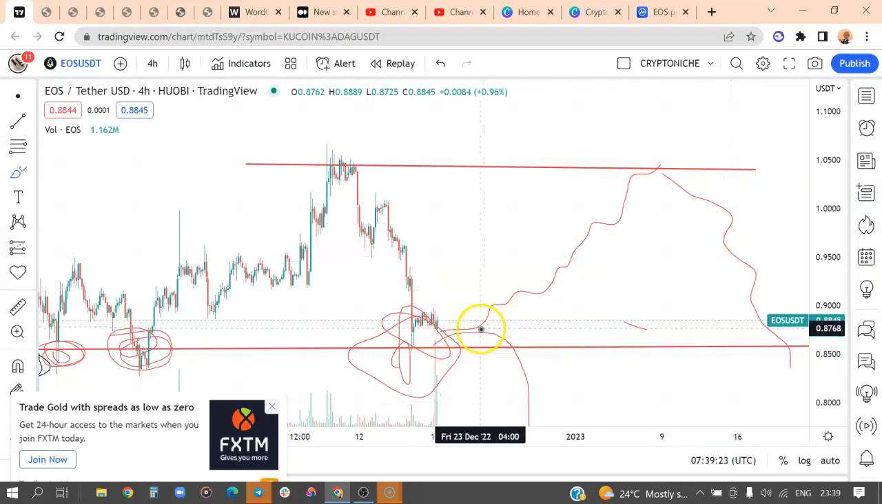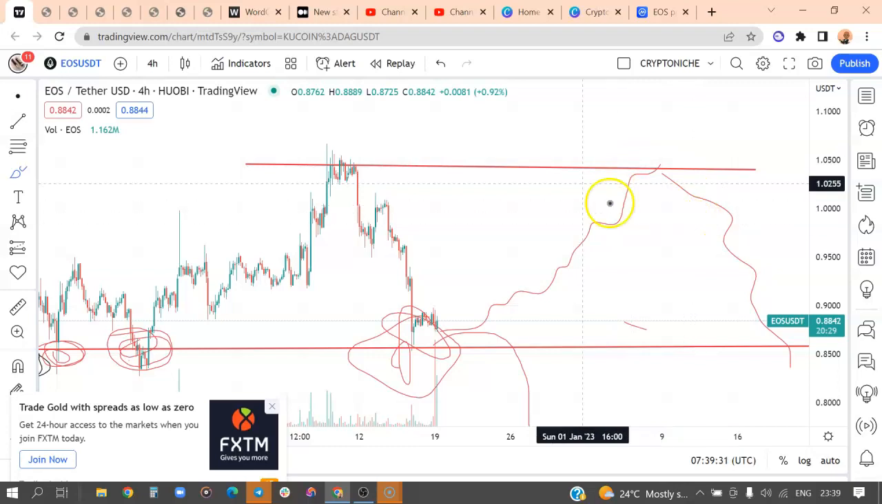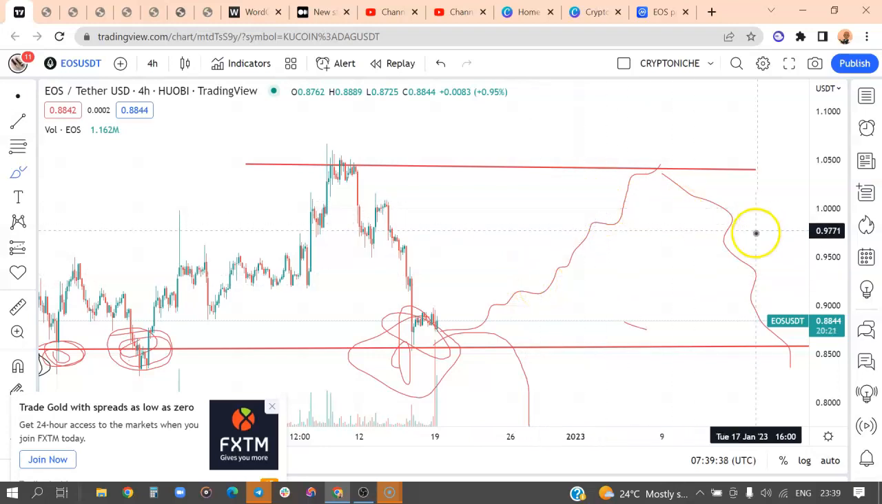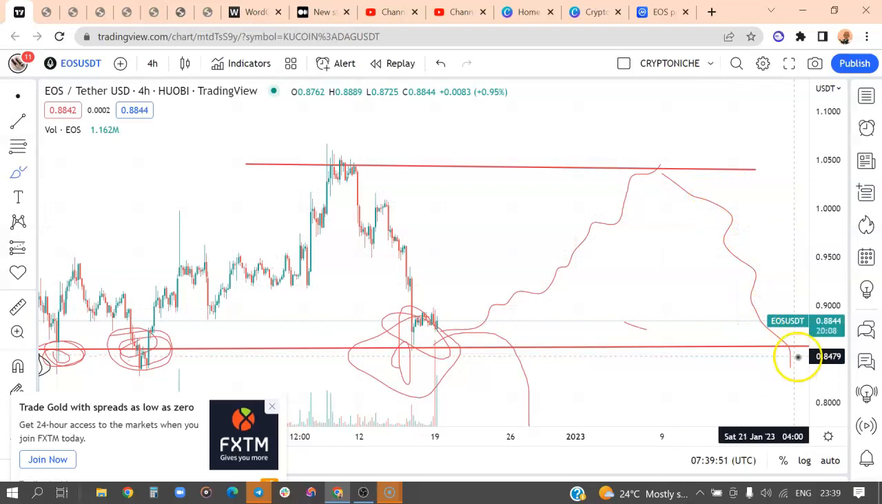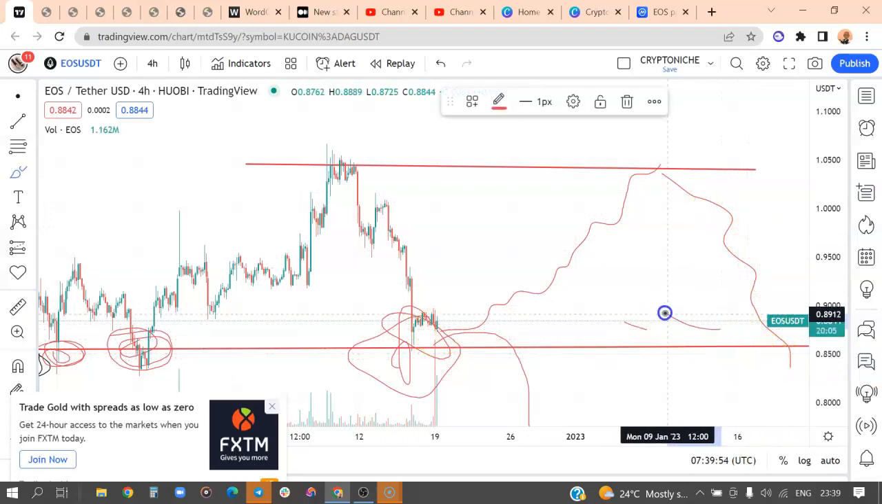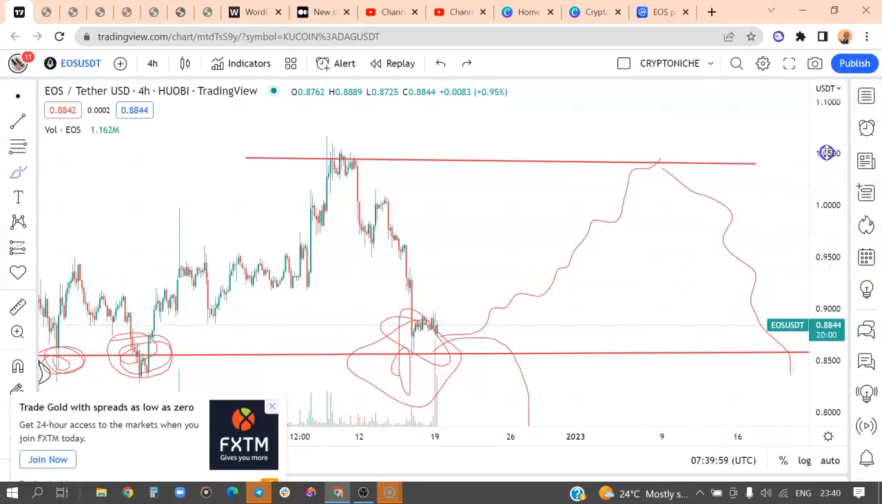If you believe in the relief pump that's going to happen on EOS now, then you are going to experience something called a bull trap. You're going to be trapped here. Imagine EOS goes back to 0.97 or 0.98, and you feel like this is the right time to buy. You buy EOS, then it could just dump lower and lower, break this support, and even go as low as that.